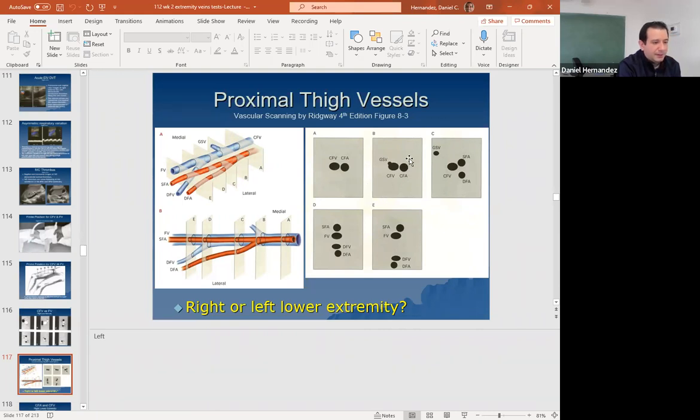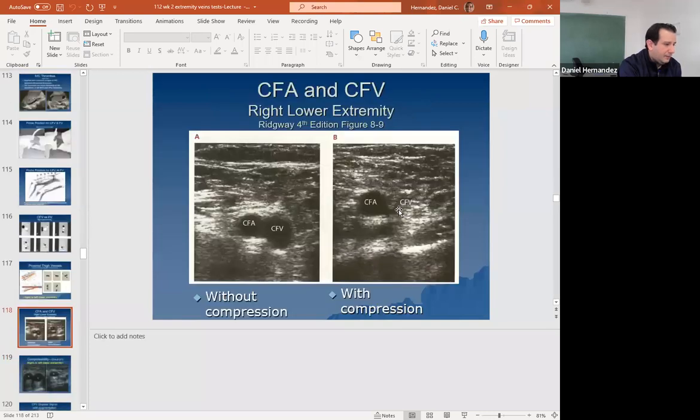So if it was the right leg, common femoral would be on this side and GSV would be pointing inward towards the groin for the right leg. It's just common femoral vein with and without compression.